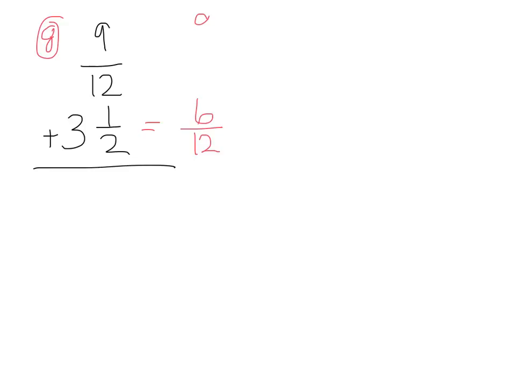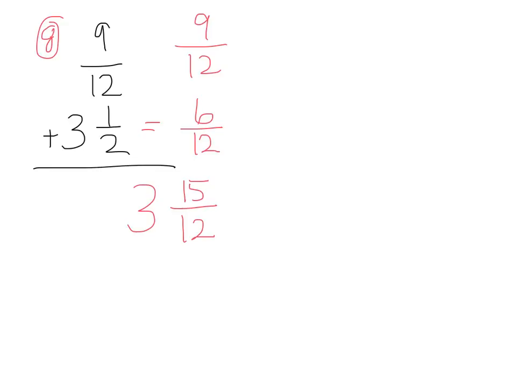Now can I add 9 12ths plus 6 12ths? Yes, I can. 9 plus 6 is 15 12ths. Don't forget my whole number, 3. 3 and 15 12ths. Now, if I don't want to do it the model way, which we learned in lesson 1, but I want to do it mathematically, okay?